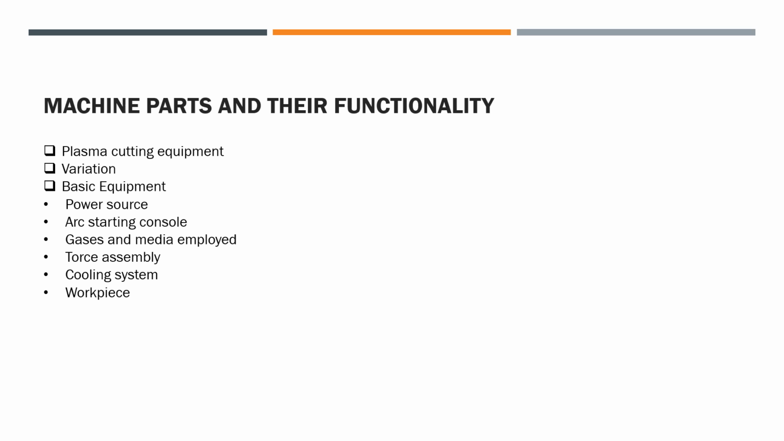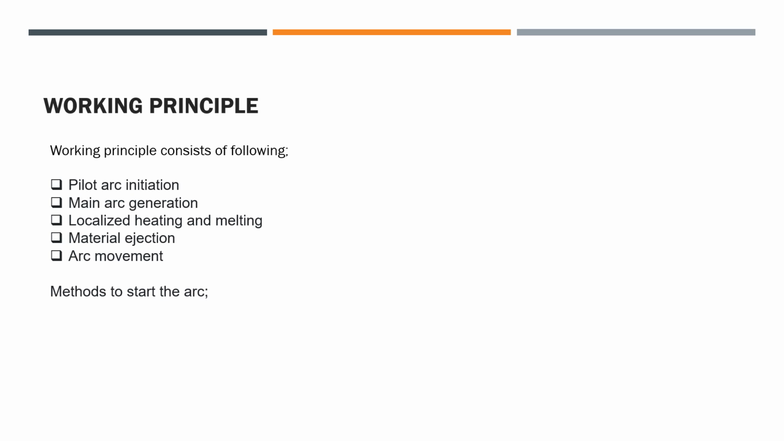So now we will talk about the working principle, and then we will talk about the methods to start the arc. So first of all, let's talk about the working principle. The working principle consists of the following steps: pilot arc initiation, main arc generation, localized heating and melting, material ejection, and arc movement. So let's start with the pilot arc initiation.